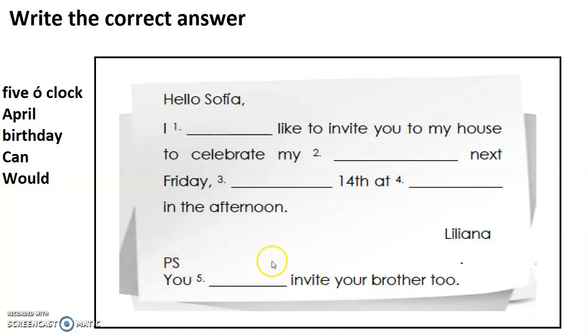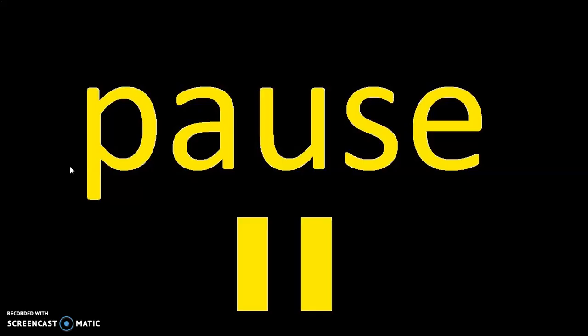So what you're going to do is decide where should go this option that we have here. 5 o'clock, April, birthday, Ken, Wolf. Where you're going to write it. I am going to give you a few minutes. I'm going to pause the video. Pause it, please, to answer. I'm going to put my pause here on the screen.